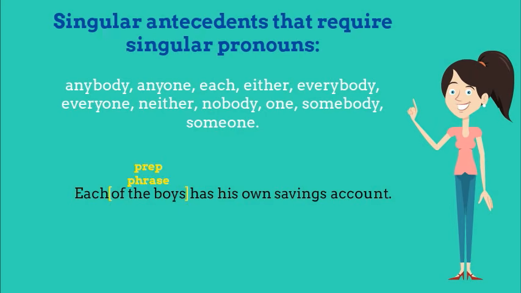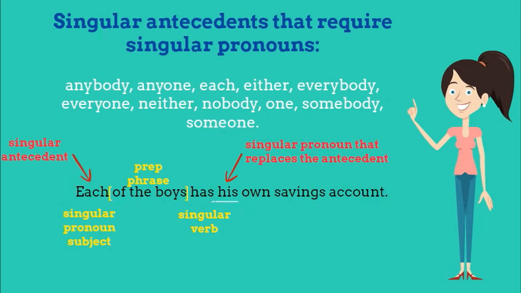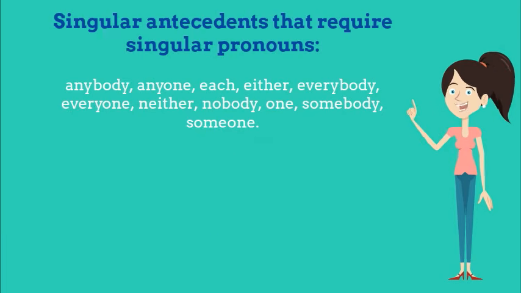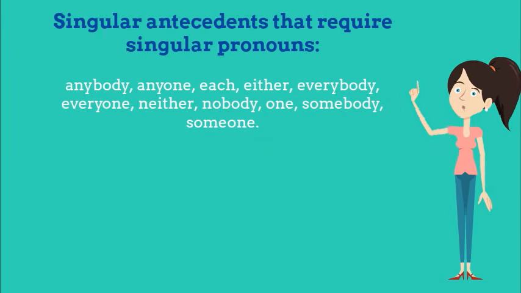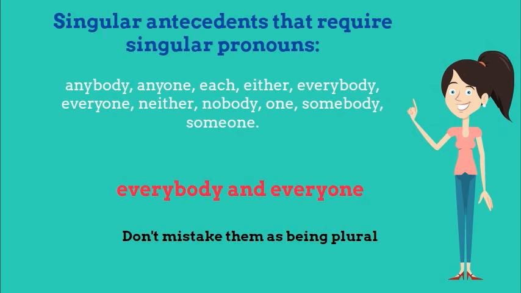Notice that of the boys is a prepositional phrase, so your subject is each. Each is a singular pronoun, so you need a singular verb, has. The pronoun that replaces the antecedent needs to be singular, which in this case is his, since we know that we're referring to boys. The most commonly missed pronoun antecedent agreement is everybody and everyone. These pronouns are thought to be plural because they are thought to be multiple people, when in reality it's referring to each individual person, making the pronoun singular.